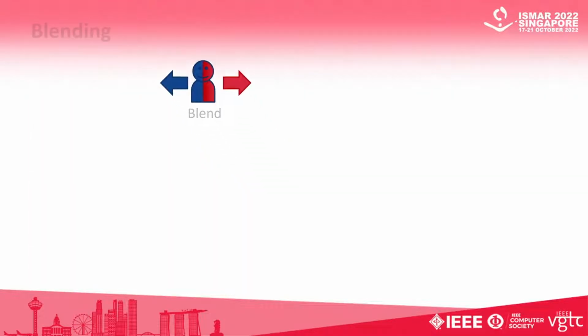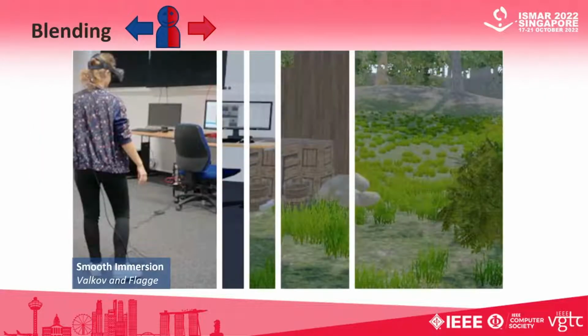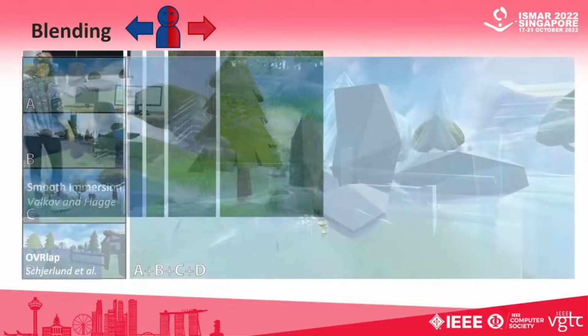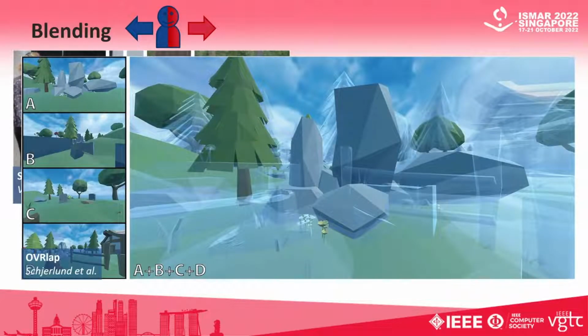So as an inspiration for this blending approach, we looked at smooth immersion, for example. So this is a paper where a user transitions gradually from the real to the virtual environment. So it introduces more and more virtual elements, thereby blending the two environments to transition the user. And then there's also the recent paper called Overlap, which investigates a user being at multiple points in the virtual environment by overlaying these different points using a see-through overlay.